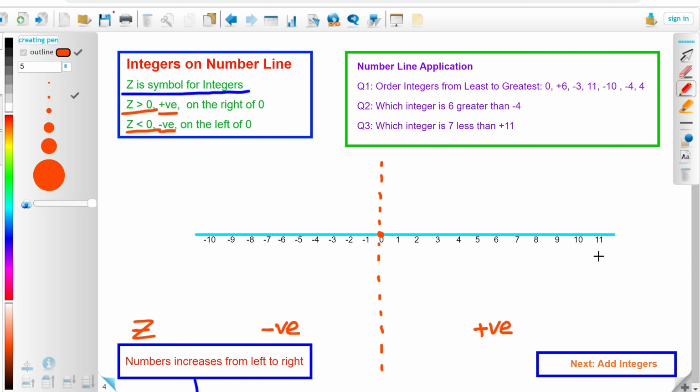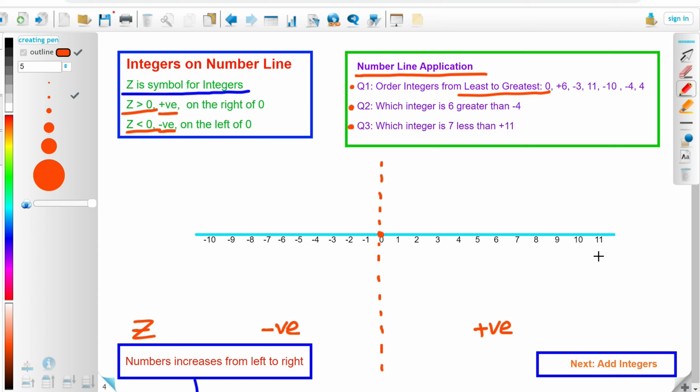Now here are three questions for you. I'd like you to answer these questions, right? So take some time on your notebook, answer these questions, and then look into my suggestions. What is question number one? Well, question number one here is order integers from least to greatest. So we need to order integers from least to greatest. 0, plus 6, minus 3, 11, minus 10, minus 4 and 4 are the integers. Well, this is the application of number lines. Integers, placement of integers on the number line.